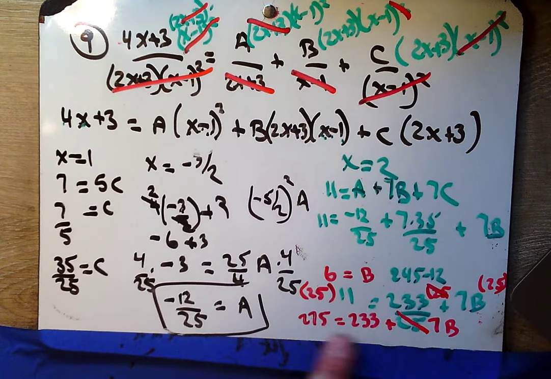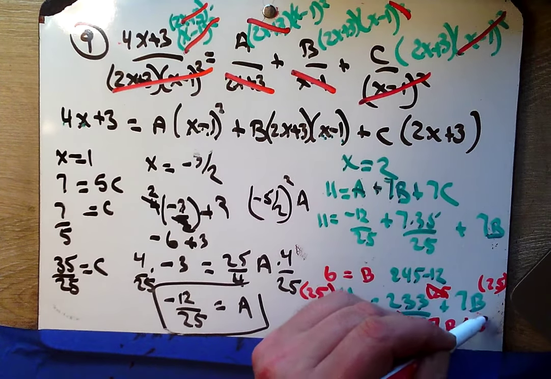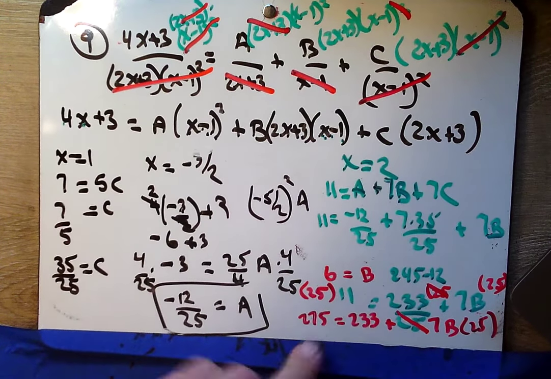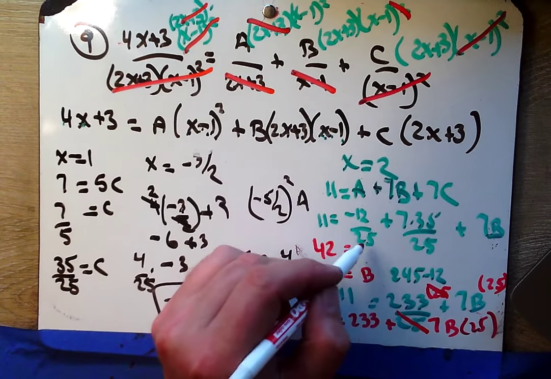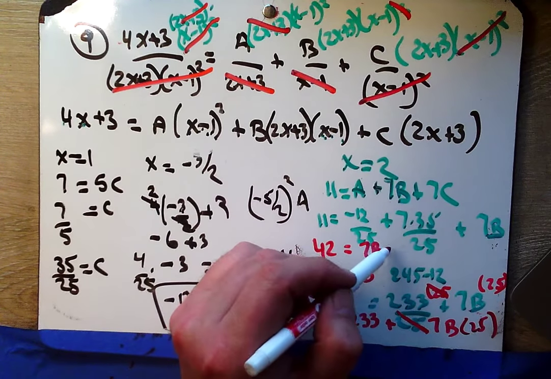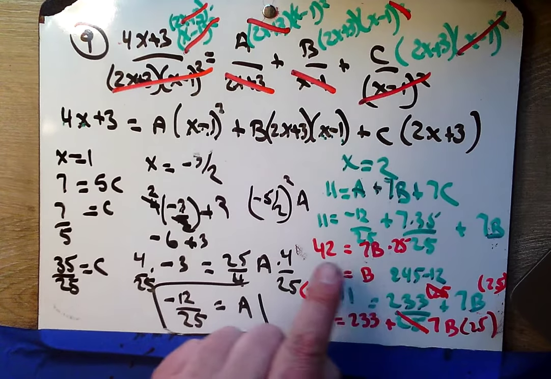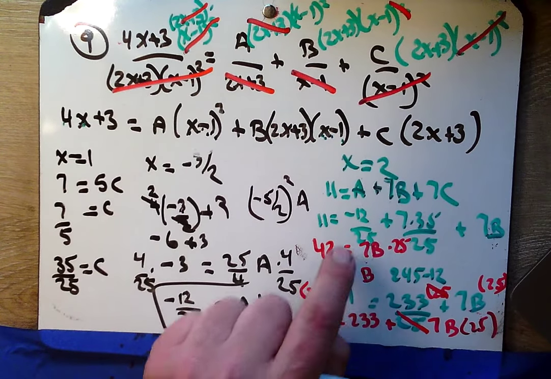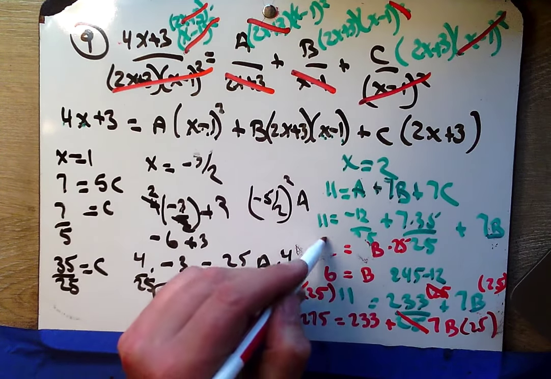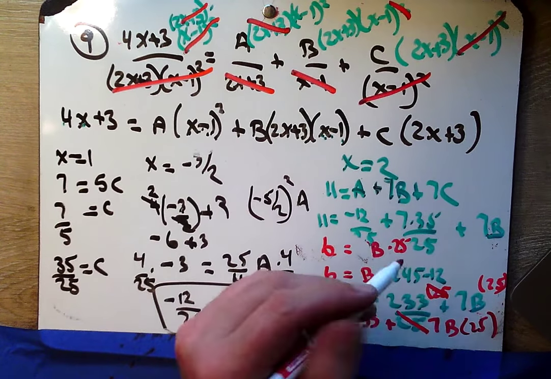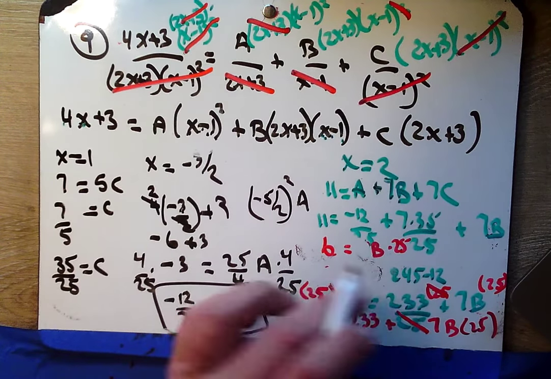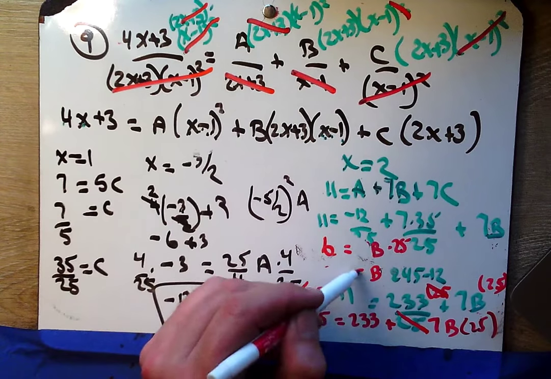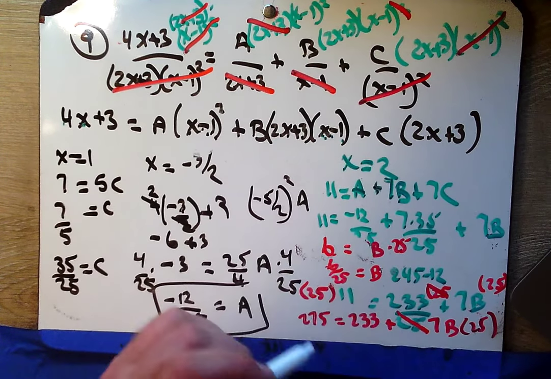Yeah, so here's good. That's 42, but remember, there's also a 25. So 42 equals 7b times 25. And that's kind of important because I'm going to divide and get that 6, but I still have to divide by 25. So b doesn't equal 6, but instead b equals 6 over 25.